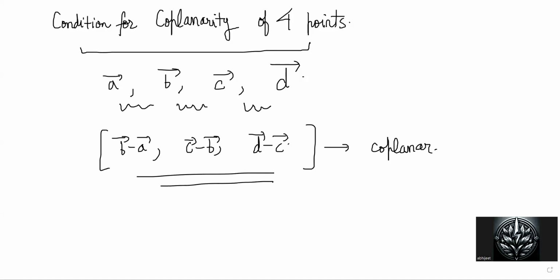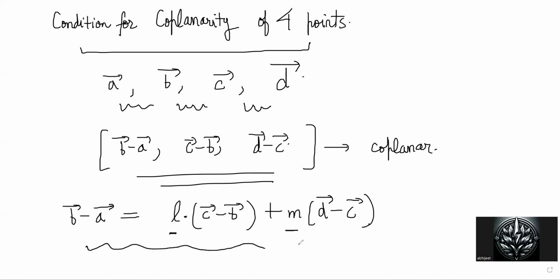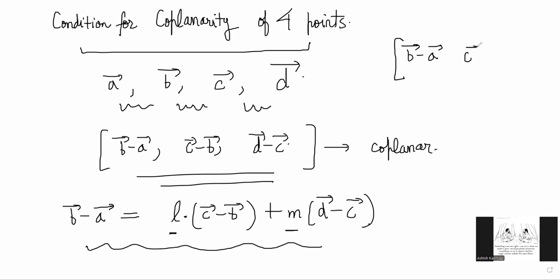Sir, they will be linearly dependent. So we can represent B minus A equal to lambda times C minus B plus mu times D minus C. We can always represent it like this, where lambda and mu are scalars, right? Or another way to do it would have been box product of these 3 is 0, right? Yes sir, scalar triple product of these 3 is 0. That is another way to say the same thing, right?